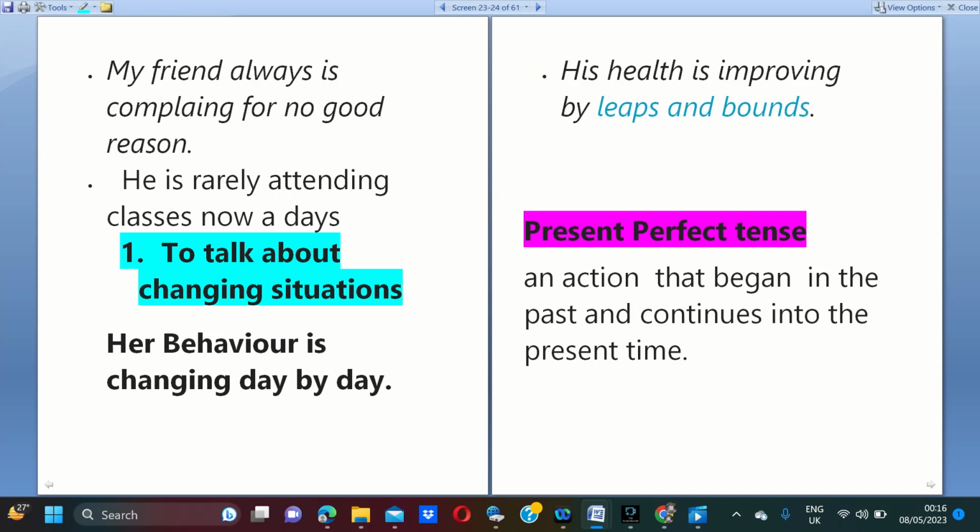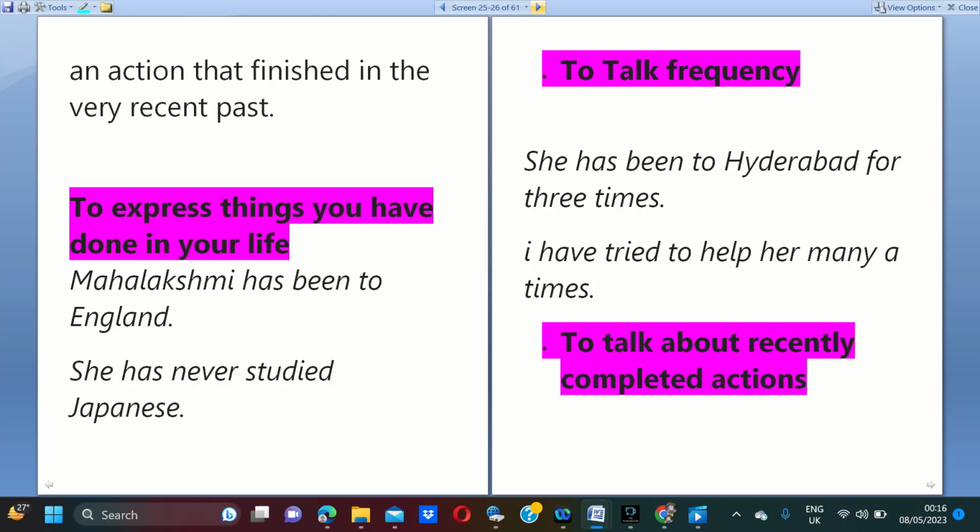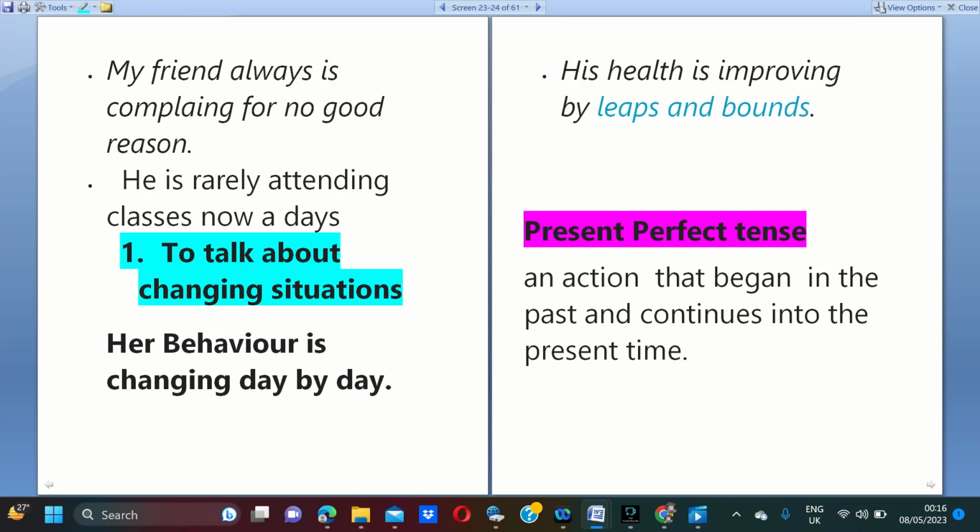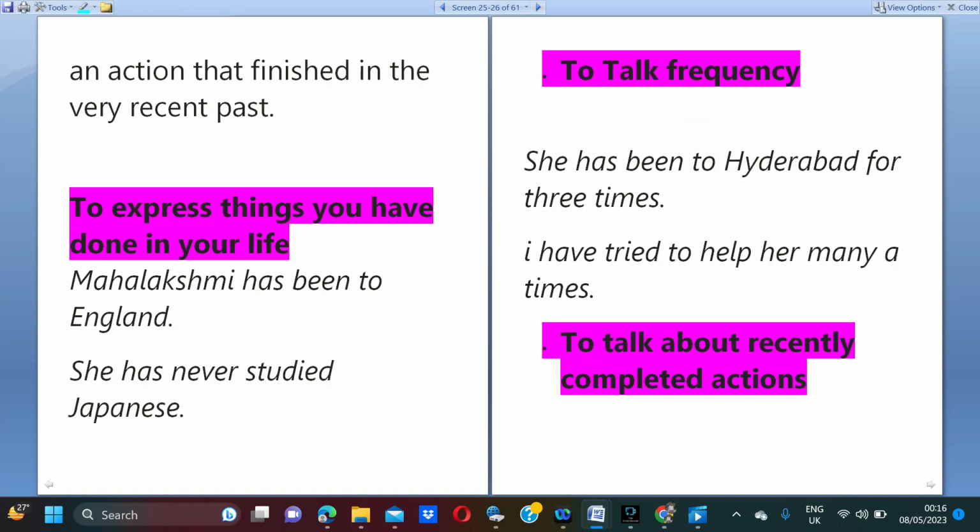Example, we'll see examples here. When we see examples, then you can easily understand. An action that is finished in very recent past. Here, present perfect tense talks about two actions. First one is an action that began in the past and continued in the present time. A few actions begin in the past and are finished in the present time. This is what is being discussed by present perfect tense.